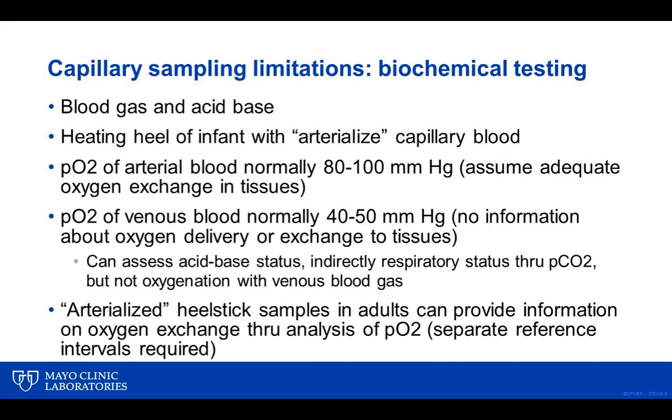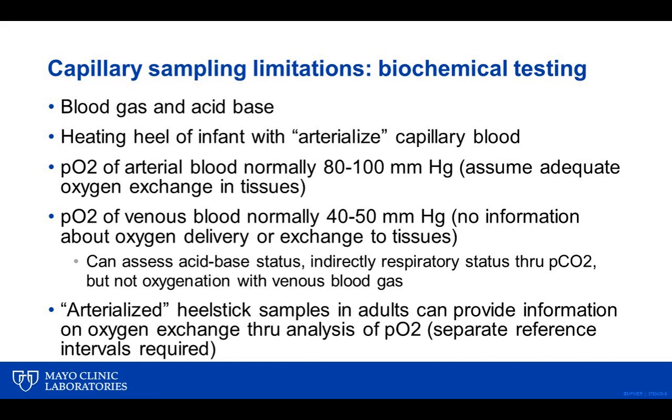Blood gas and acid base certainly is a major one, and I've already told you that if we get a venous specimen, we cannot assess the oxygenation in the patient. The PO2 in venous blood doesn't help us at all know whether the patient's getting enough oxygen to their tissues. The arterial blood does, but we may want to avoid arterial puncture in an infant. And in infants, because of the density of capillary bed in the heel and the fact that the skin is very thin, if we heat the heel of an infant, we arterialize that capillary blood. We make its constituents reflect arterial blood more than venous blood.